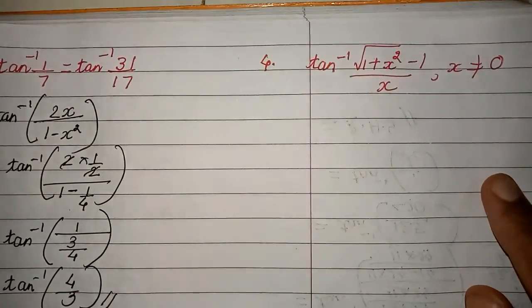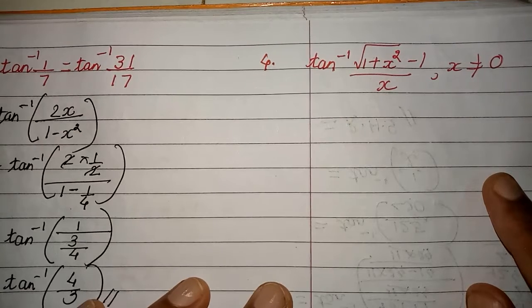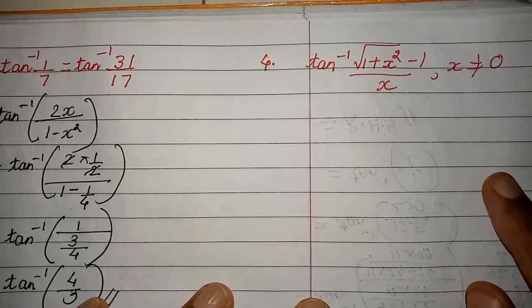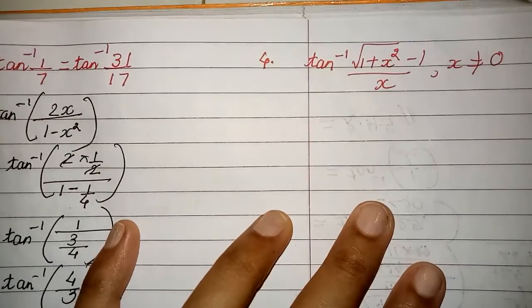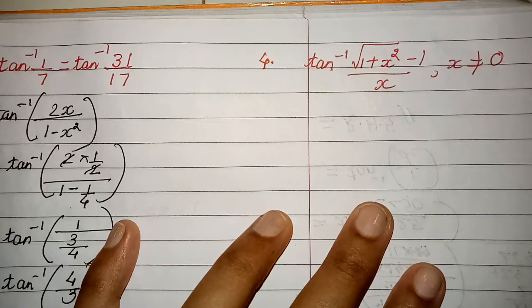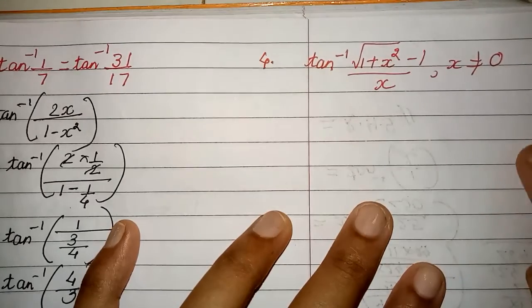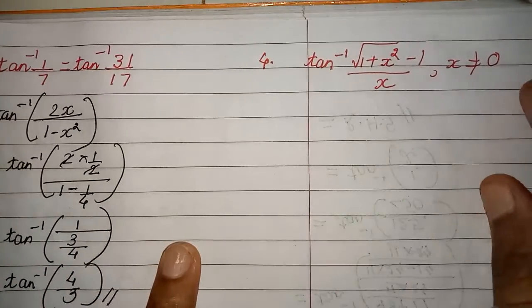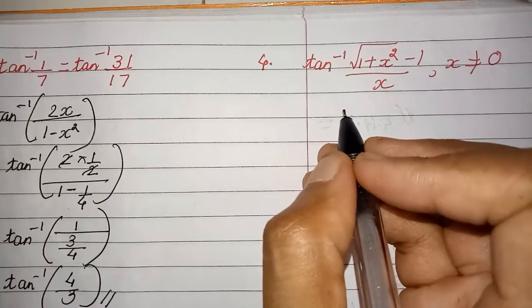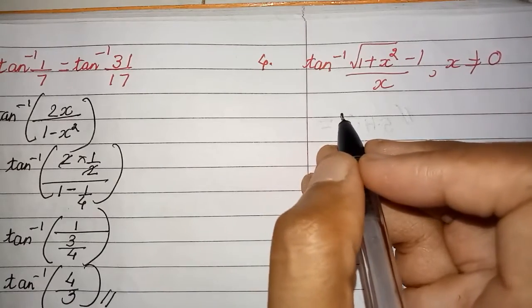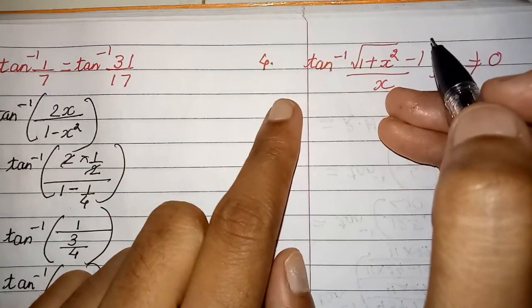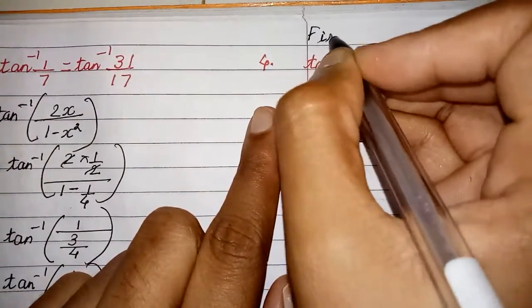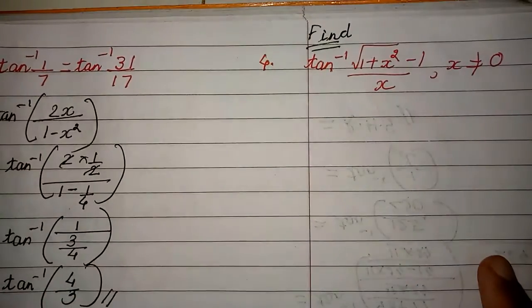Prove that tan inverse of square root of 1 plus x square minus 1 upon x, where x is not equal to 0. Okay, just see the function carefully. Here also I have to go by substitution method. Okay, so what I am going to do is, 1 second, let me read this question what it is. Okay, this is not prove the following, this is find. Sorry, it is find. Okay, you have to find this value.